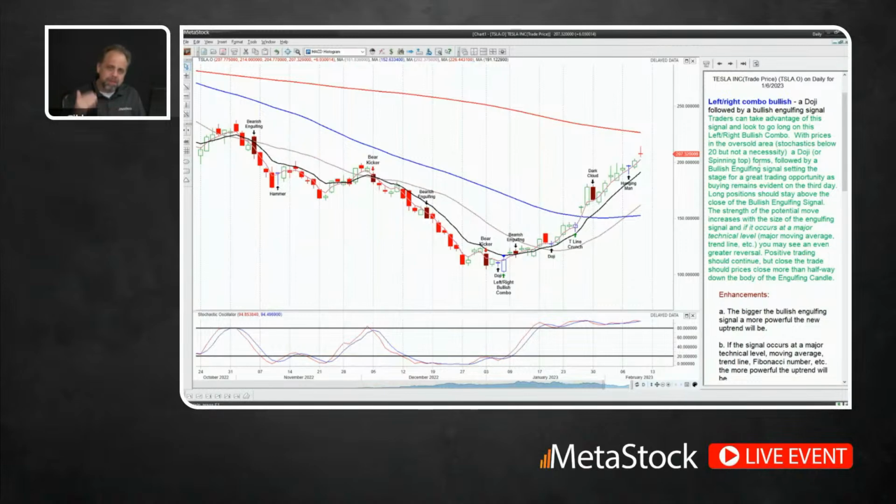But a lot of times, if you're looking for a specific pattern, you're going to have a list of 5 or 10 of them. Like, I like to scan for the Doji Best Friend. I'll have a list of 5 or 10 of them. And these enhancements are how you can determine which are the better patterns.